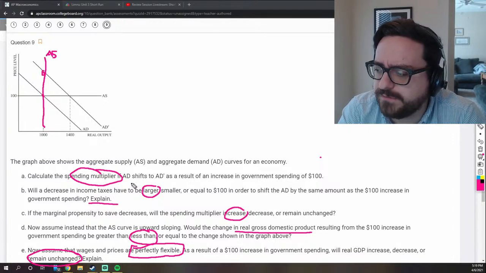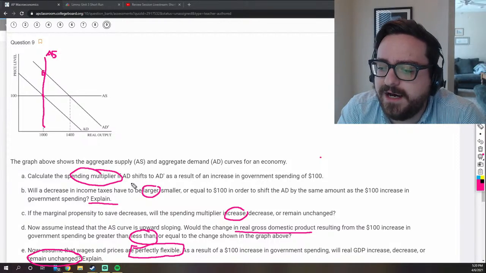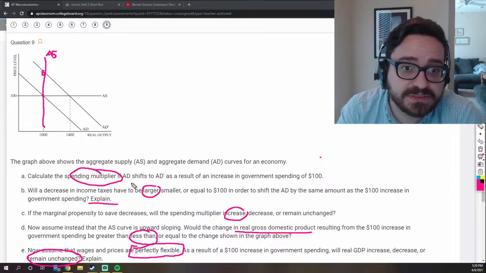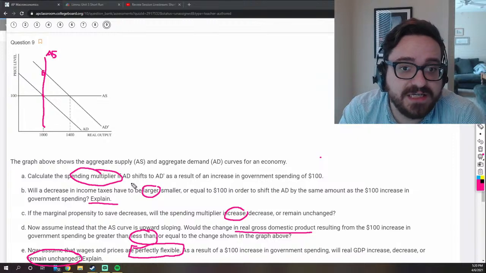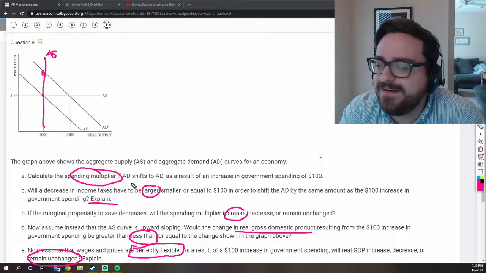I don't think the question for D is actually hard. If you draw it, it's actually very easy. But E is kind of mean. If you forget how the LRAS works, which is that is the LRAS. They just told you, hey, if instead of it being the aggregate supply curve that you see, it was a vertical line, what would happen to real GDP if you increase the government spending?